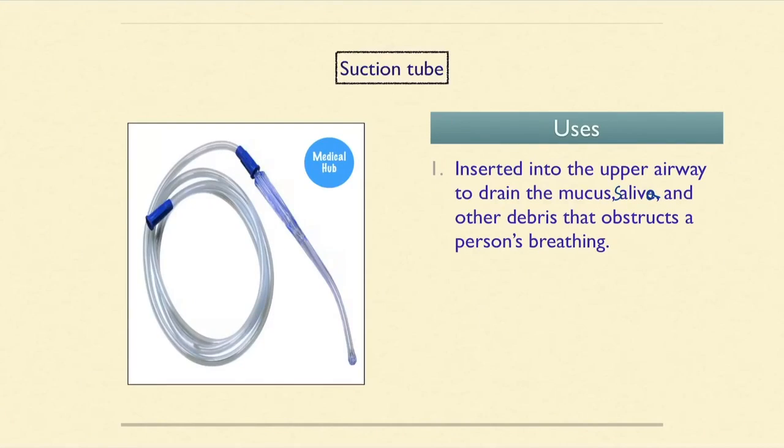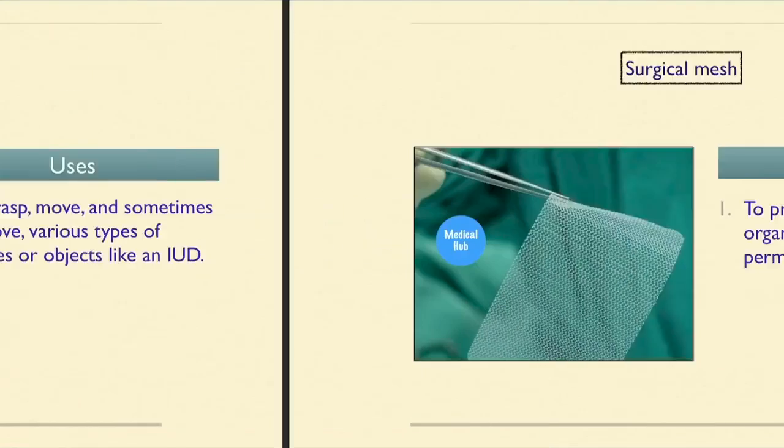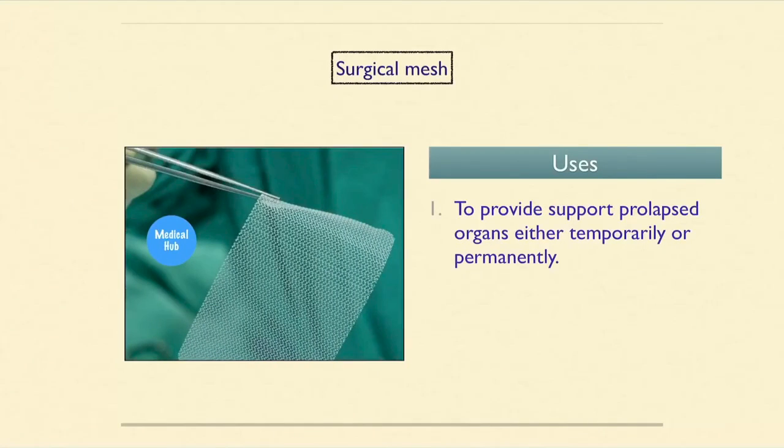Okay, so next instrument is suction tube. So it is inserted into the upper airway to drain the mucus, saliva and other debris that obstructs a person's breathing. Next is surgical hook. It is used to grasp, move and sometimes remove various types of tissues or objects like an IUD. Next, this is surgical mesh. It is used to provide support to prolapsed organs either temporarily or permanently.